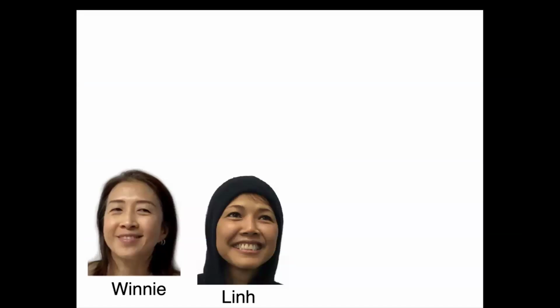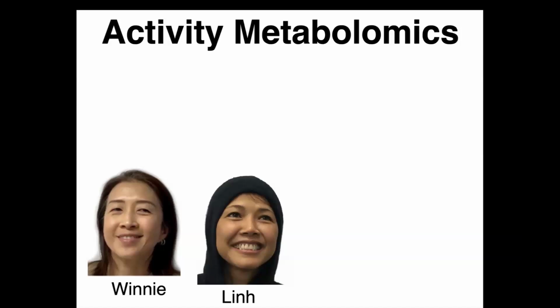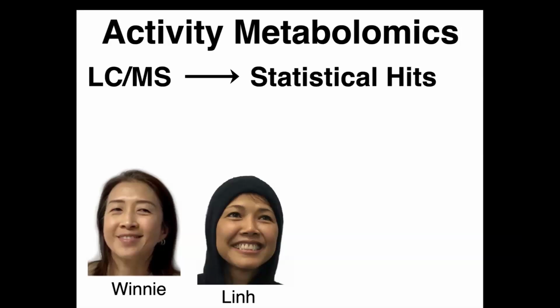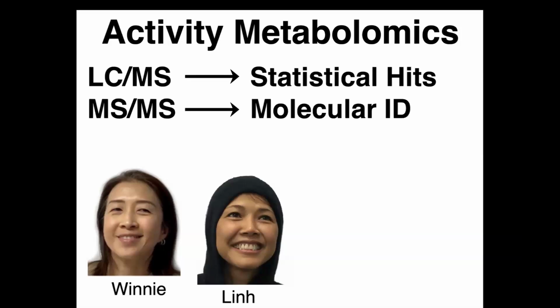Okay, so now you've heard from both Winnie and Lynn about our approach to doing metabolomics or activity metabolomics. Basically, what they do is they generate LC-MS data. They evaluate the LC-MS data for statistical hits, looking for a significant amount of fold change, and also evaluating it with respect to p-values for which hits are the most interesting from a statistical perspective, and that's largely done with XCMS. Then we use MSMS for molecular identification.